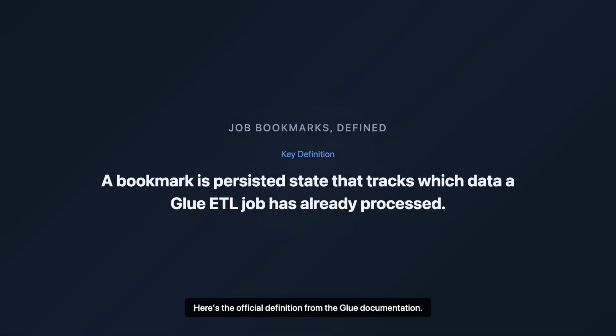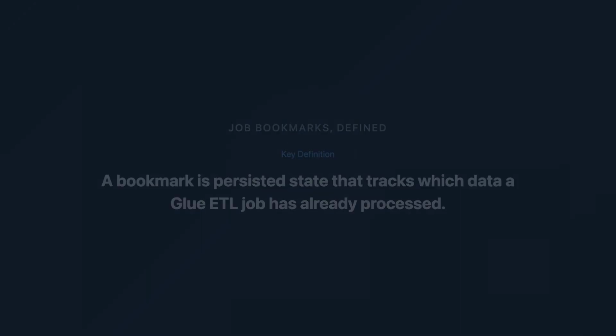Here's the official definition from the Glue documentation. Glue tracks data that has already been processed during a previous run of an ETL job by persisting state information from that run. That persisted state information is called a job bookmark. 2 key words there: persisting and state. The bookmark is durable across runs, and it remembers exactly what you've already handled.